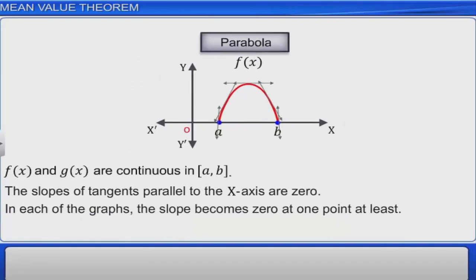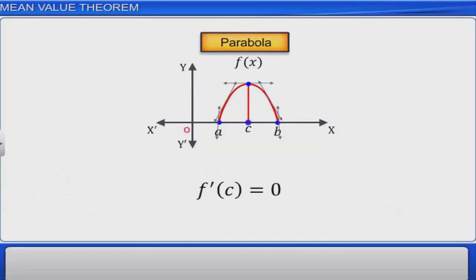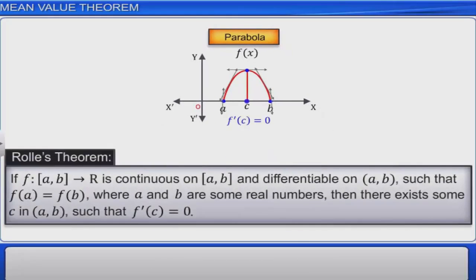On the parabola, let C be the point where the slope is 0. This means the derivative of the function with respect to x at x is equal to c is 0. Observe that the values of the function at points a and b are equal. This leads us to an important theorem on calculus, which is known as Rolle's theorem.